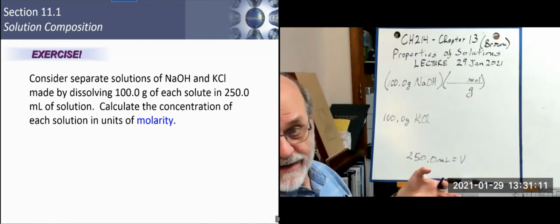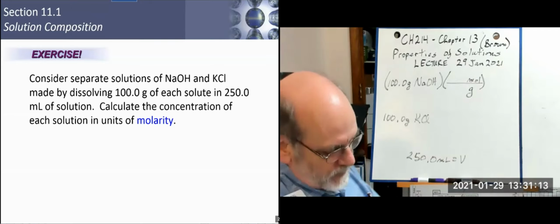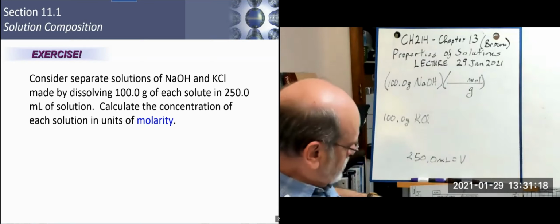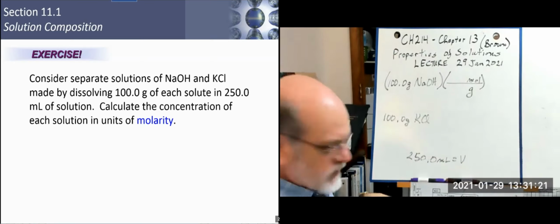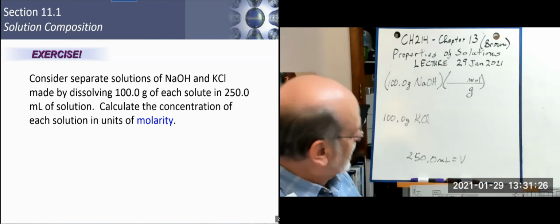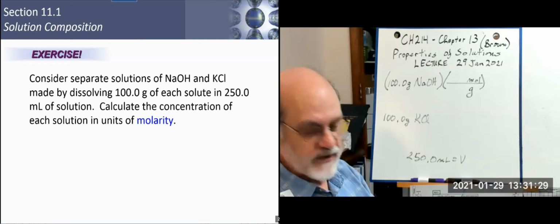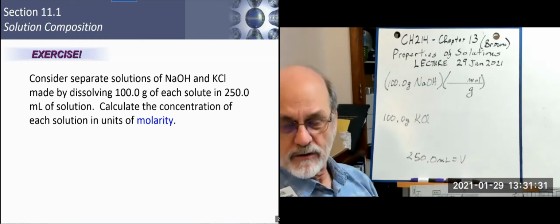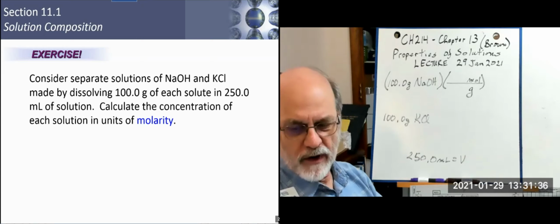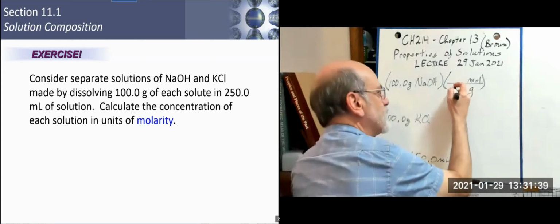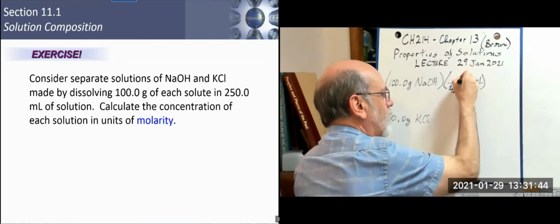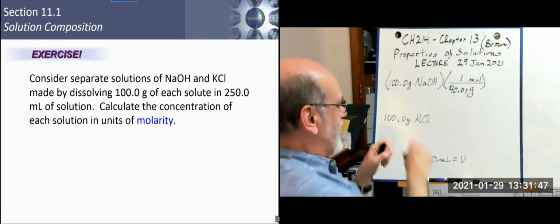So we go to our periodic table, and we get out a calculator. Sodium is 23.00 to 2 decimal places. Oxygen is, I have them memorized, 16. And hydrogen is 1.01. So that's 40.01 grams per mole.